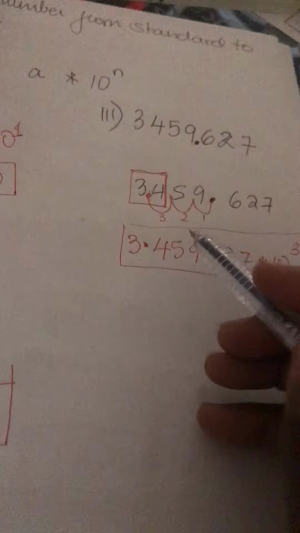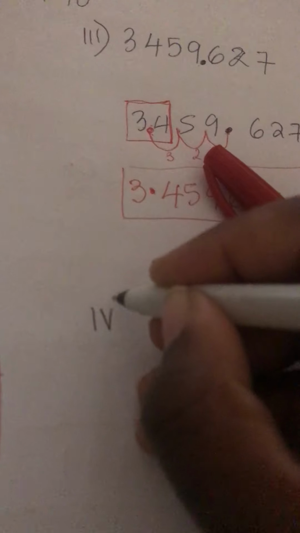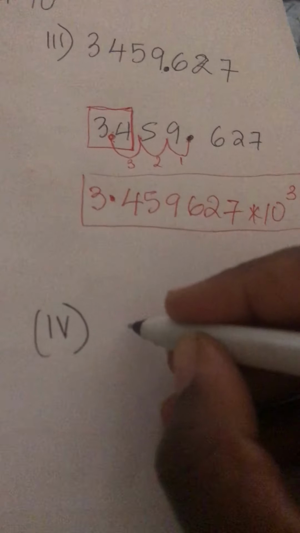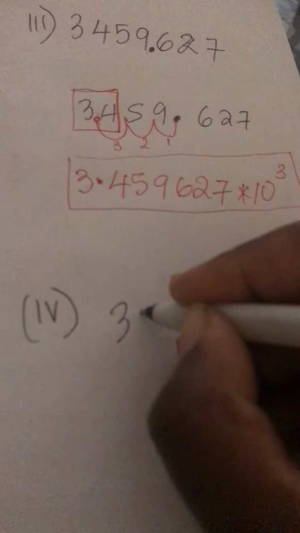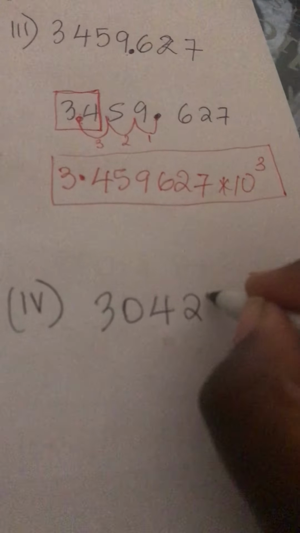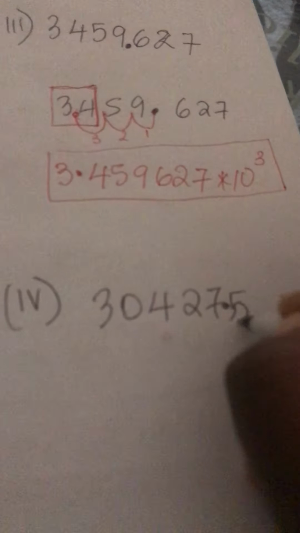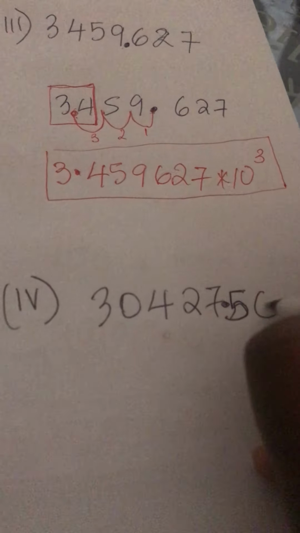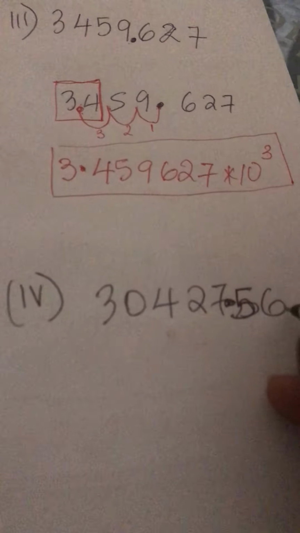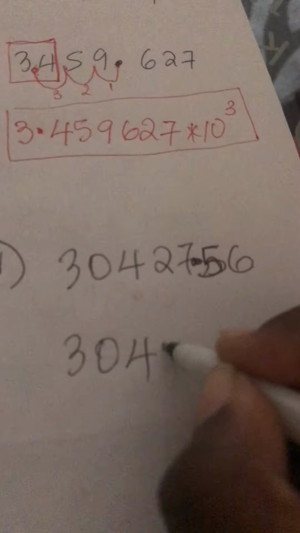Okay, let's do one where one of the digits is 0. So you have example 4. Let's do 304, 2, 7, and then put a comma and put 5 and put 6. So this is a decimal, put a decimal and put 5 and 6. So now write your question down. So this is like that.